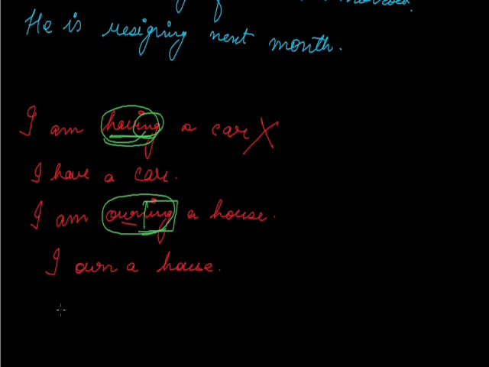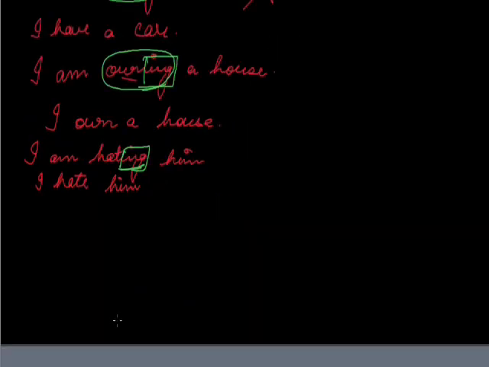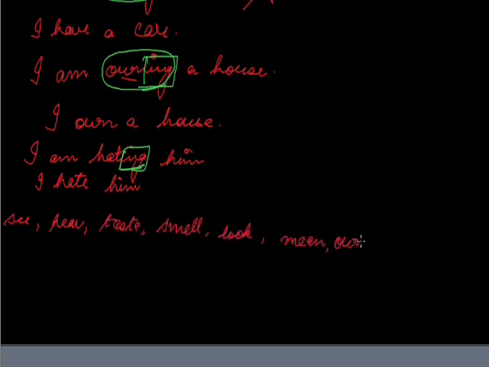So there are some other sentences also like this. For example, if I say I am hating him, it is also an incorrect sentence. Why? Because you don't use ing with hating. What will you write here? I hate. So there are some other verbs also. For example, see, hear, taste, smell, look, mean, own, belong, etc. You can find more verbs on the net. So these are some verbs after which we cannot use ing, and if we use it, their meaning changes.